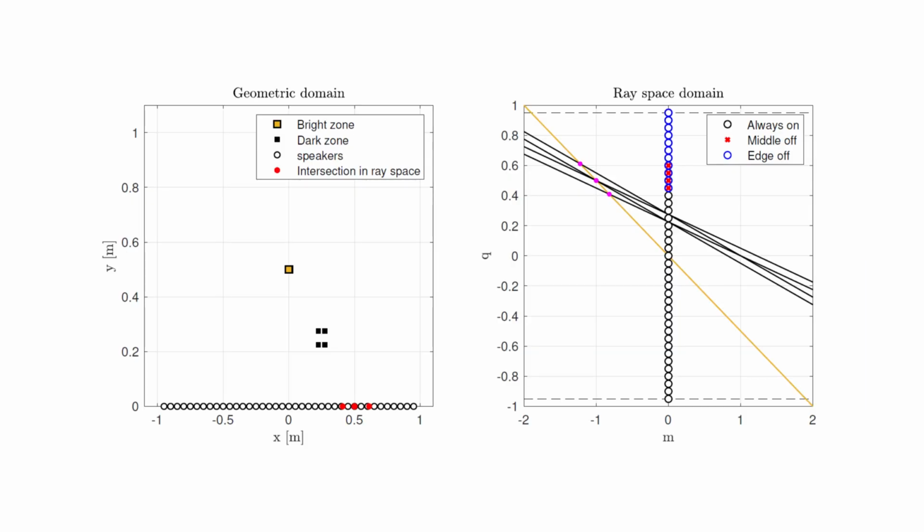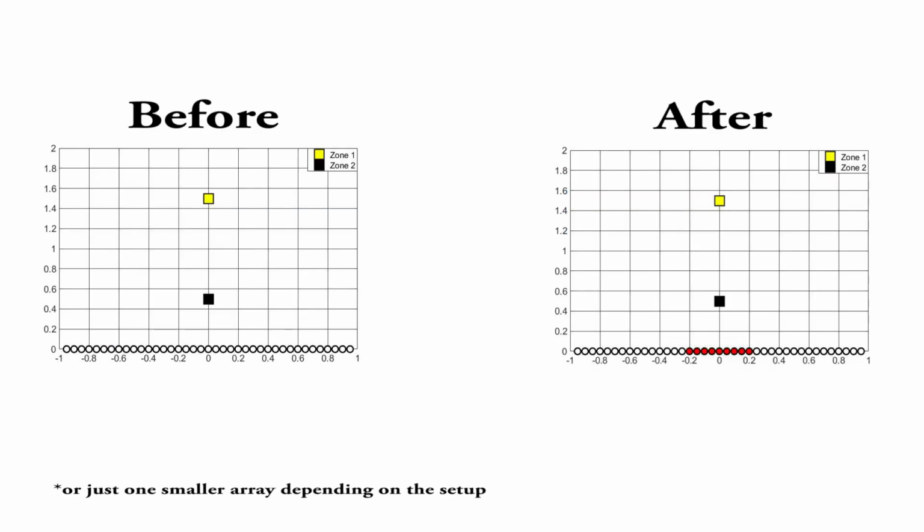In the way we use it, the output will then be which speakers are blocked from one zone to another. The algorithm will then divide the speaker array into two smaller subarrays, which is done before the optimization. Therefore, we call this the ray-based subdivision model.